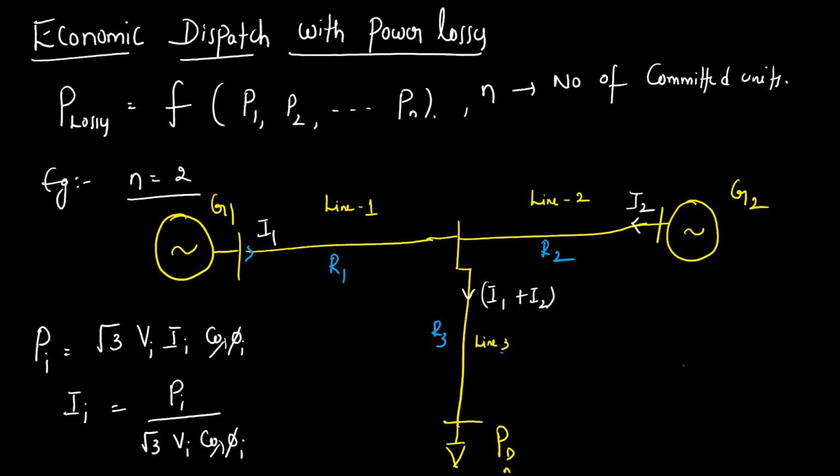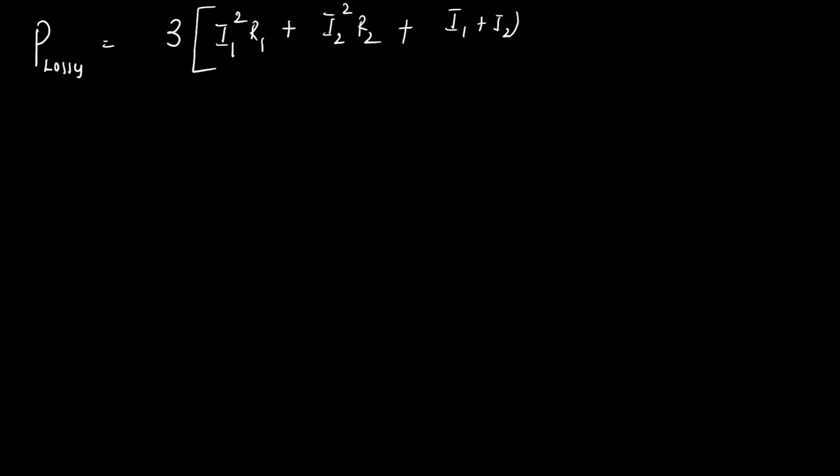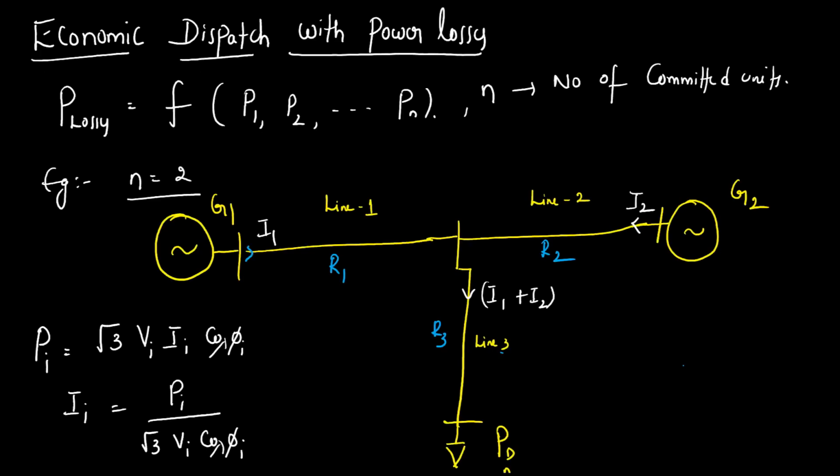Okay. Now, the total transmission losses in our case is 3 times I1 square R1 plus I2 square R2 plus I1 plus I2 whole square into R3. Because what is the formula for power loss? I square R. So in this one, the loss will be I1 square into R1. Here loss will be I2 square into R2. Here loss will be I1 plus I2 square into R3.